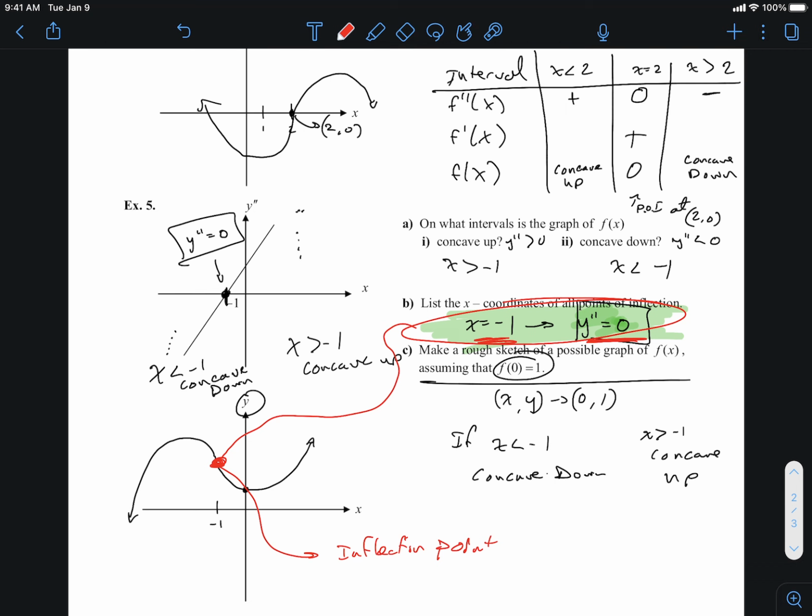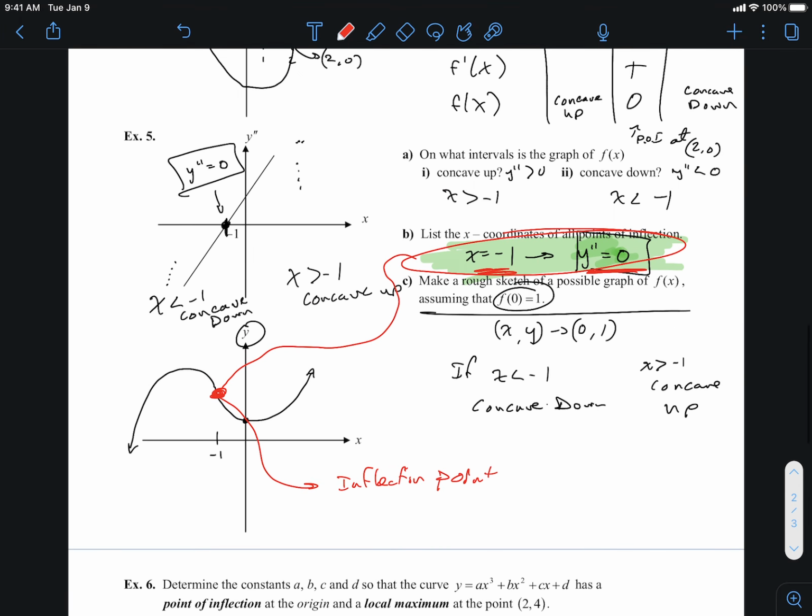Okay, I'm going to hit stop there because I've been talking quite a bit. I'll hit stop and then we'll pick up the last couple of questions here in part 3.